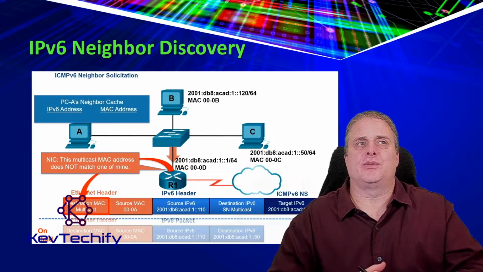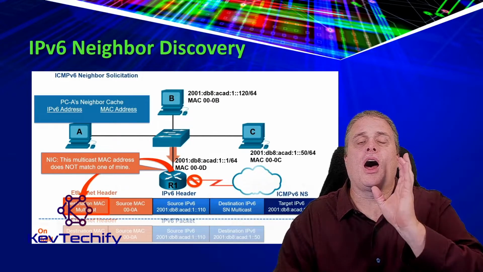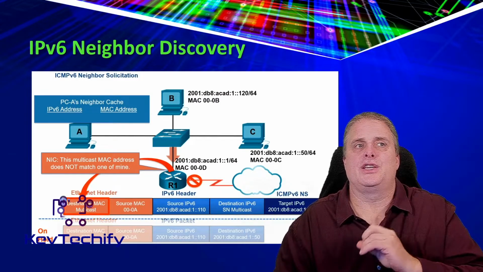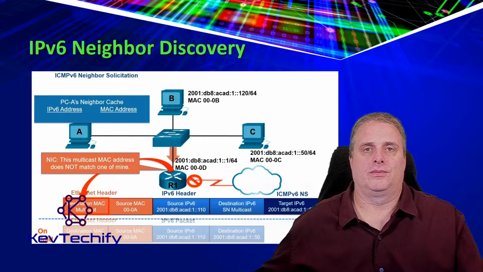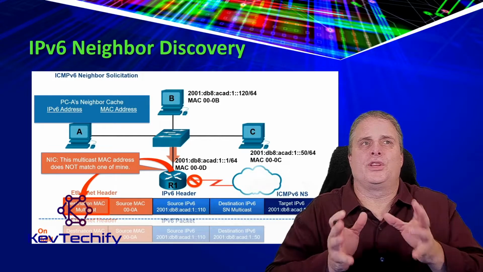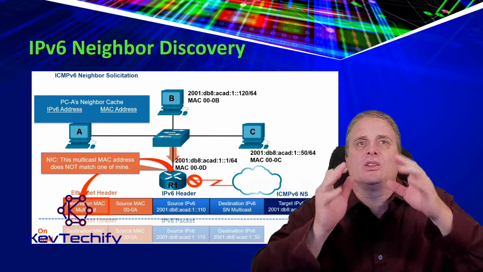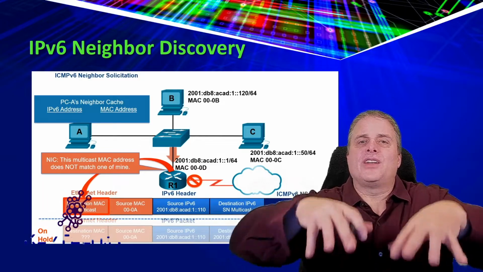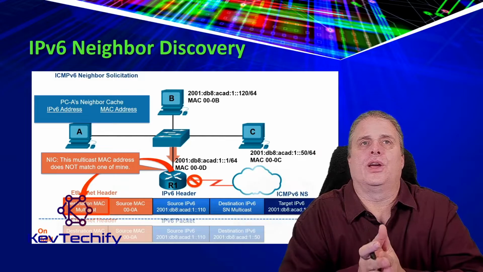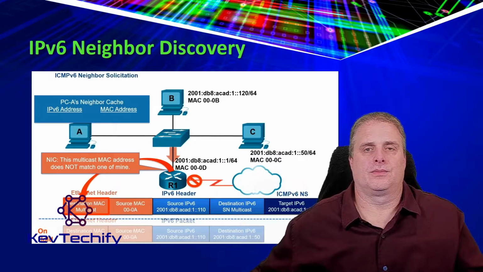ICMP version 6 neighbor solicitation messages are not forwarded through the router. Just like ARP requests do not go through the router, these neighbor solicitation messages are not forwarded by the router. Another reason for this is because the solicited node multicast address is sent with a link local scope, which means it's only valid on the local area network. As soon as it goes through another router, it left the local network. So the router will not forward these requests.